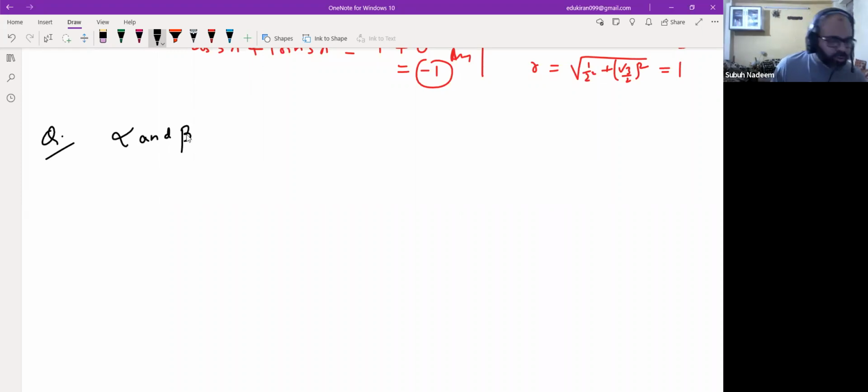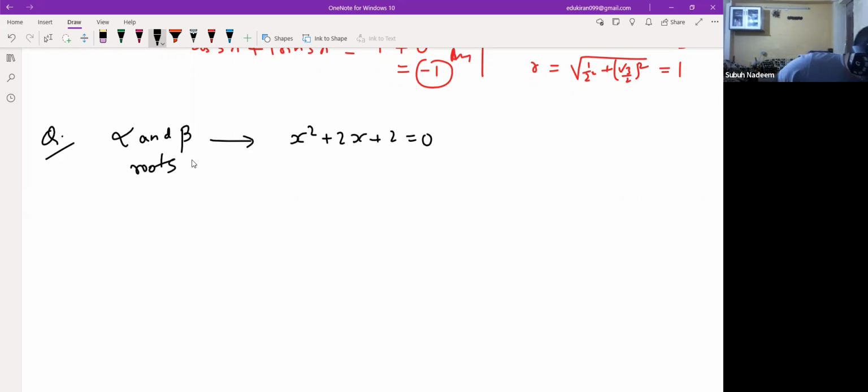Alpha and beta are two roots of the equation x square plus 2x plus 2 equal to 0. This is from 2019. Then you have to find alpha to the power 15 plus beta to the power 15. Here both ways are there. You can use polar form and apply De Moivre's theorem, or if you can find some other way out without applying it, then also fine.